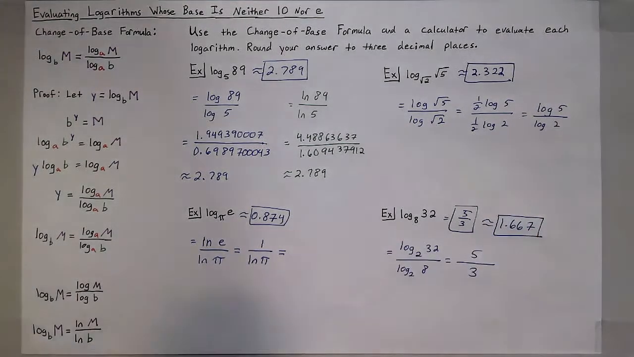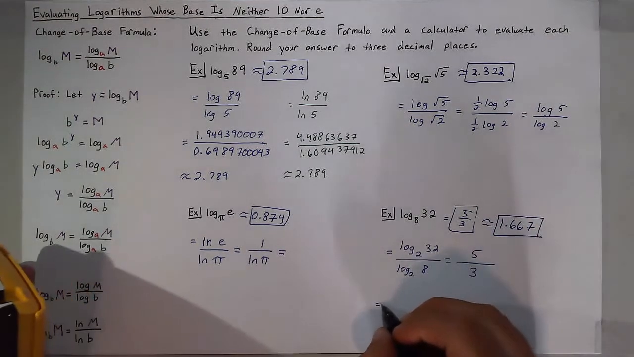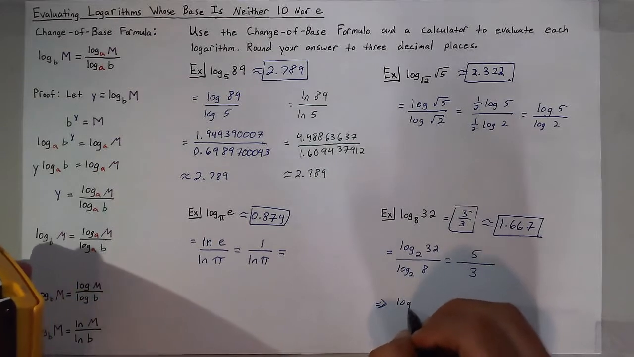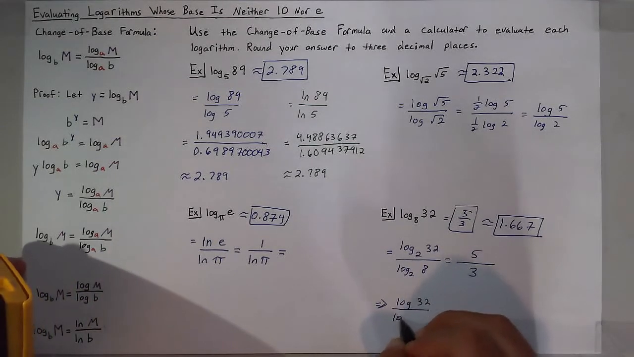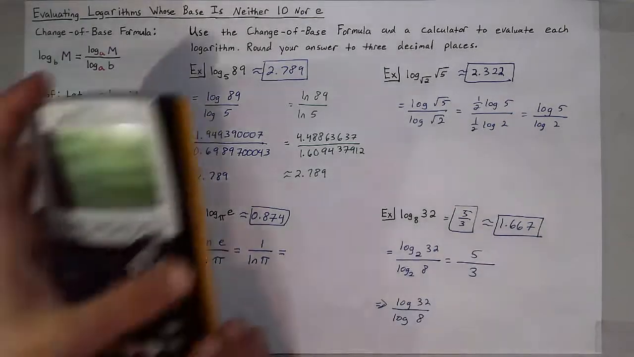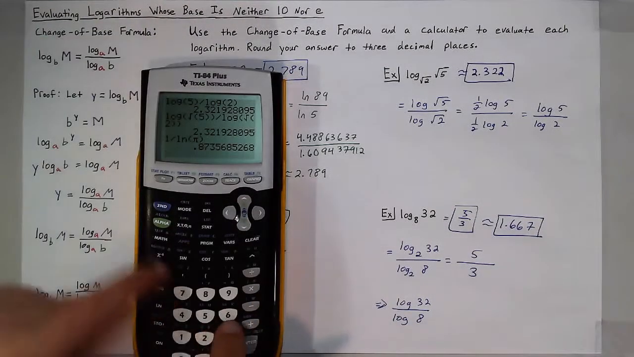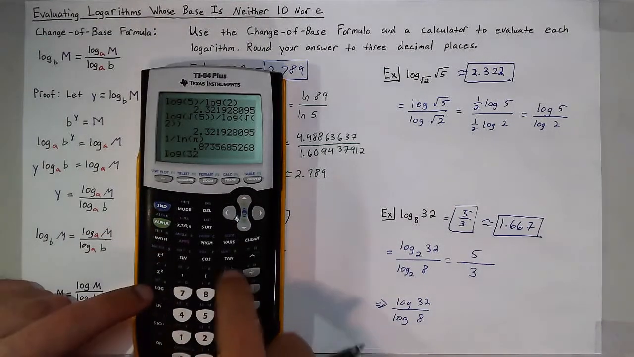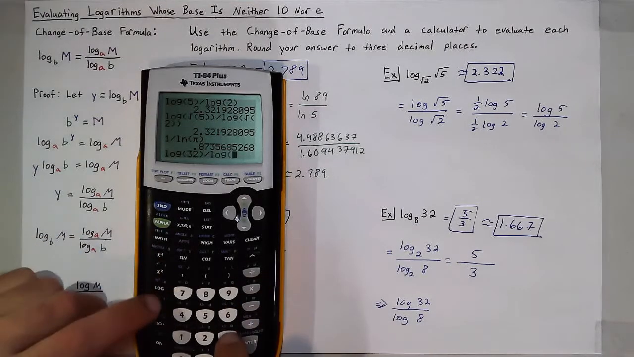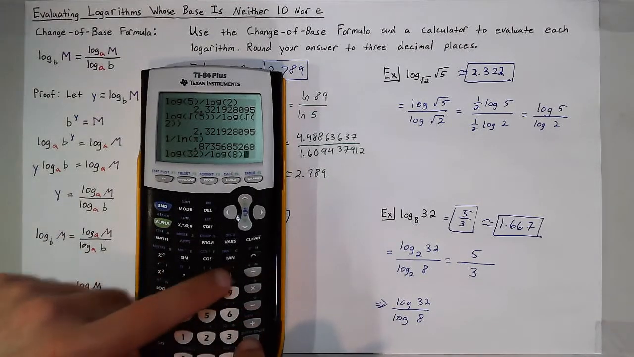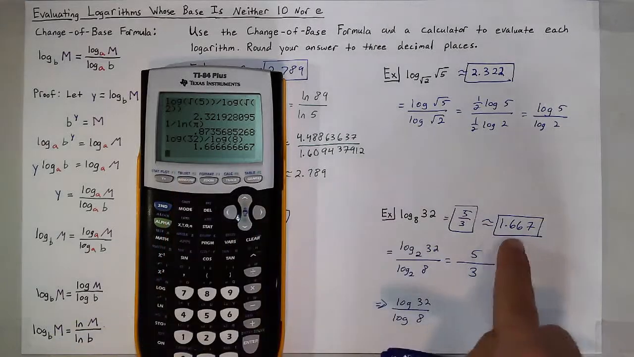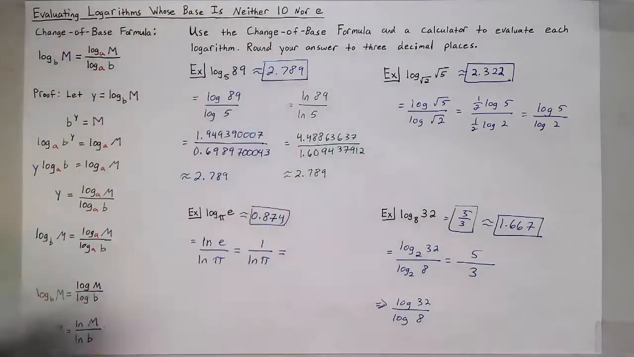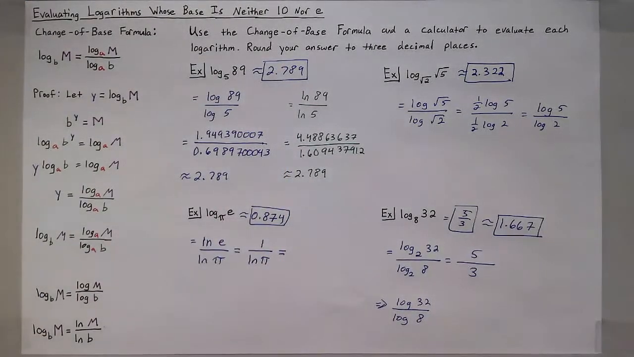And if I were to plug this in with a calculator, a different way, like log of 32 divided by log of 8. I did that without a calculator, but now, plugging it in, I'll get that 1.667, like I've already calculated. And that is how you evaluate logarithms whose base is neither 10 nor e.